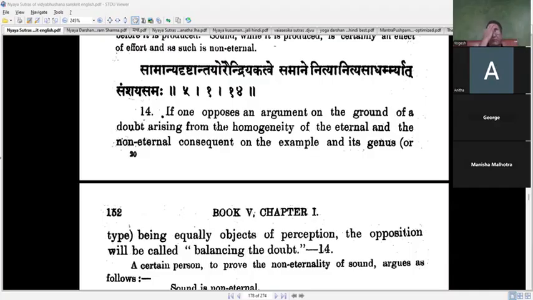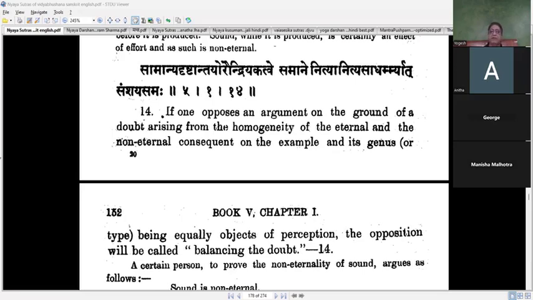Indriyakatve. See that word in the middle? Samana drishtantayoh indriyakatve. They are commonly objects of perception. Then we take the common properties of the two objects. Then taking the eternal and non-eternal natures of the object, a doubt is created to oppose the argument. Sanshaya, sadharmyat sanshaya. So let me repeat here the full meaning.